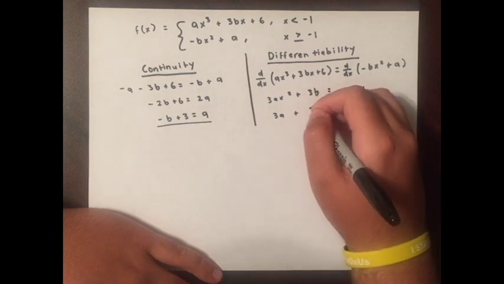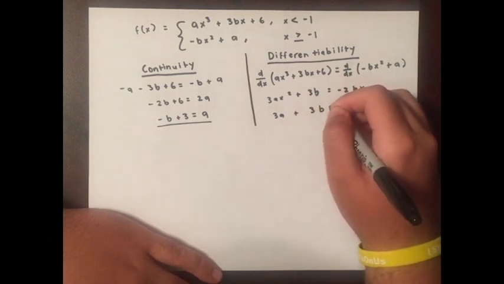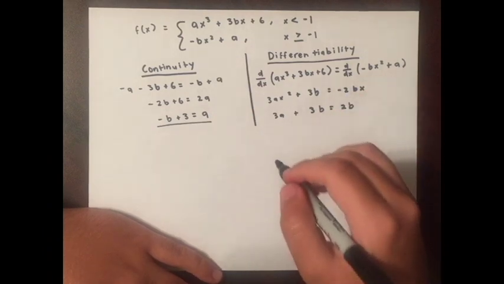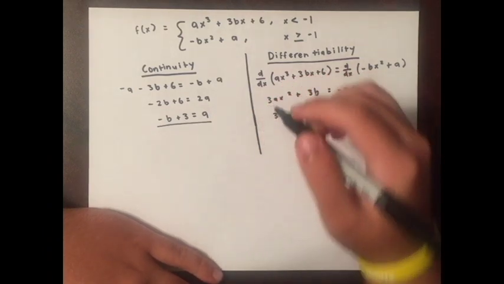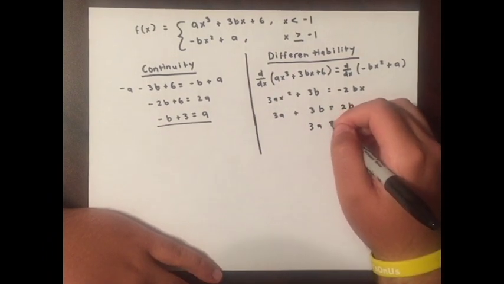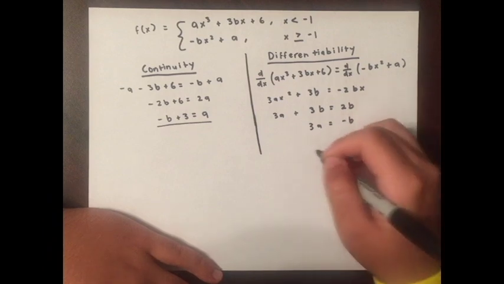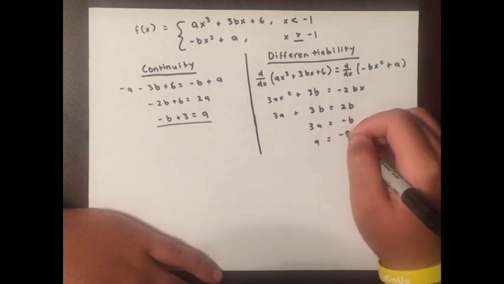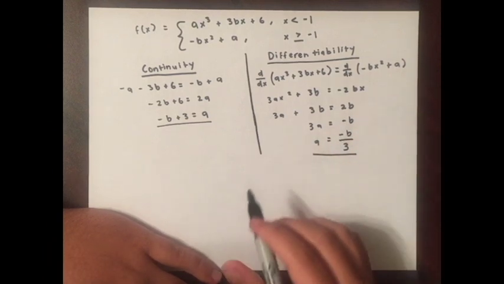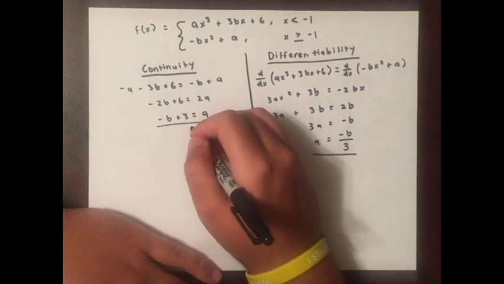So that would be 3a plus 3b equals 2b. And from there you just simplify until you get a on its own. So you subtract 3b from each side, which gives you 3a equals negative b, and you divide by 3 and you get a equals negative b over 3.